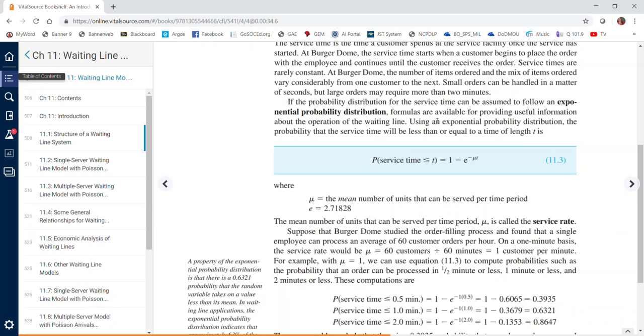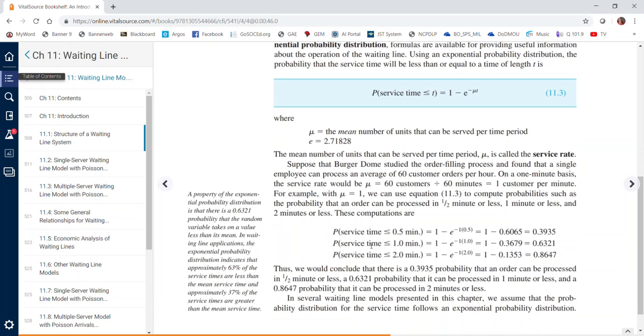It looks confusing, but really all you're going to do is you're going to have 1 minus exponential, which in Excel, this does it for you. And then you're going to raise to the negative, and then right here, it's going to be your service rate times the time that you're trying to define. And then they give you some examples down here.